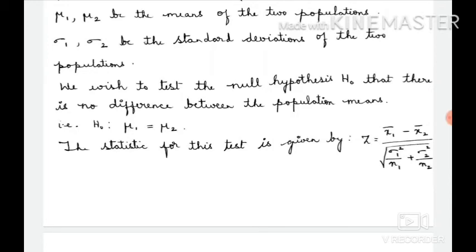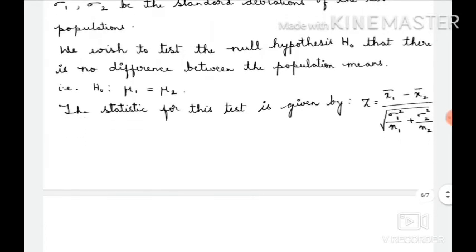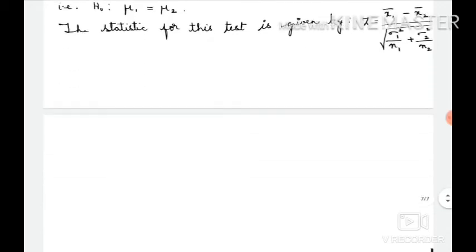The Z statistic or the Z score calculated is given by the formula x1 bar minus x2 bar divided by root of sigma 1 square by n1 plus sigma 2 square by n2. After calculating the value of Z, we check where the Z value falls. If the calculated value of Z falls in the acceptance region, we accept the hypothesis, otherwise reject.